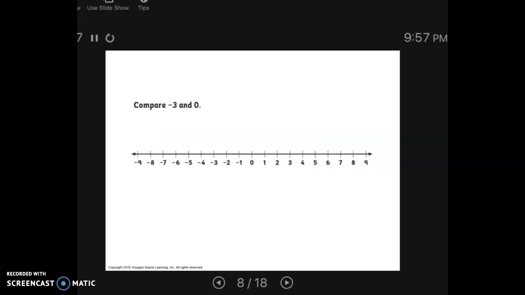Let's use the number line to compare -3 and 0. Here is 0, and here is -3. Since the -3 is to the left of the 0, the -3 is less than the 0. Another way to write this is -3 is less than 0.